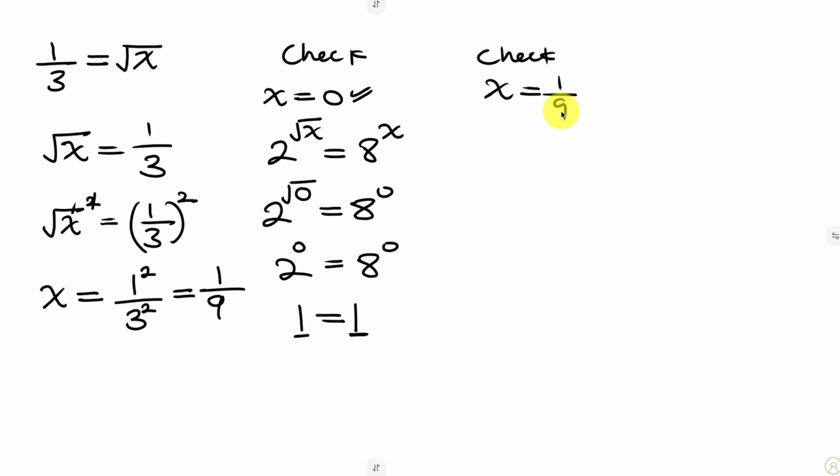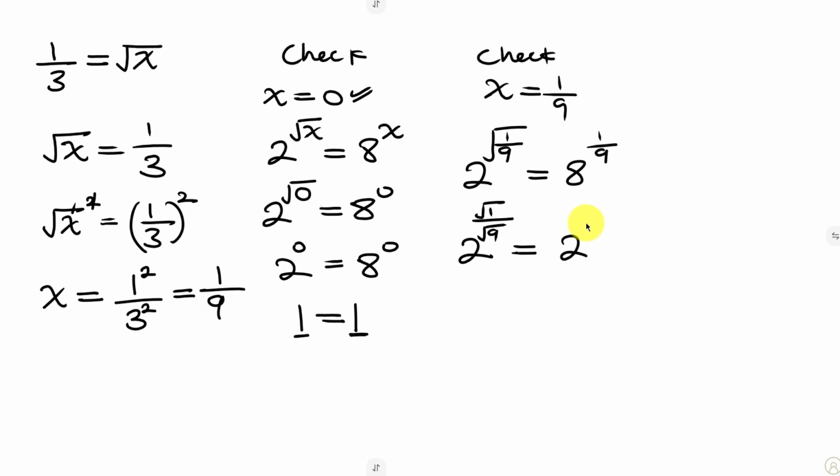Good. We're going to be putting that here. So we have 2 to the power of the square root of 1 all over 9. This is equal to 8 to the power of 1 all over 9. So this becomes 2, and we're going to be distributing this square root to become the square root of 1 all over the square root of 9. Very good. And this is equal to 8, which is the same as 2 to the power of 3, and this is raised to the power of 1 all over 9.